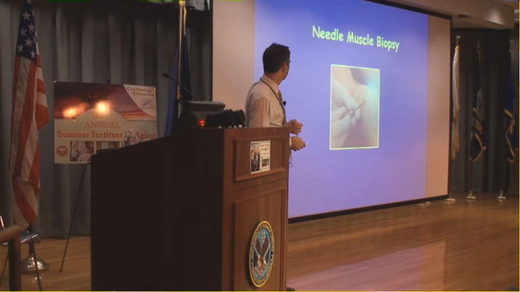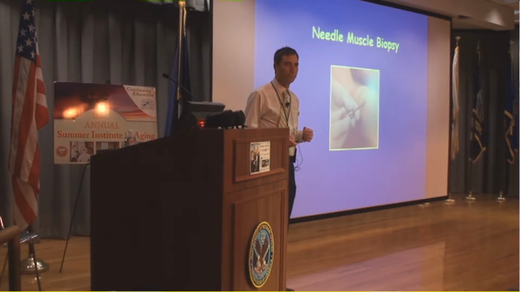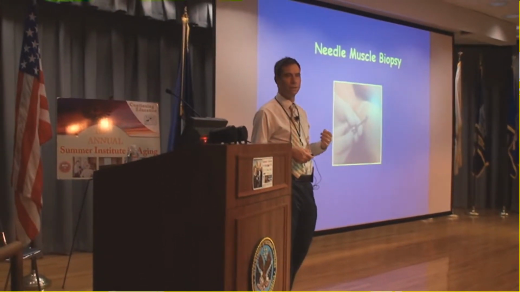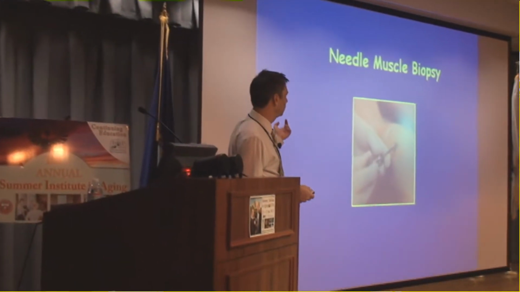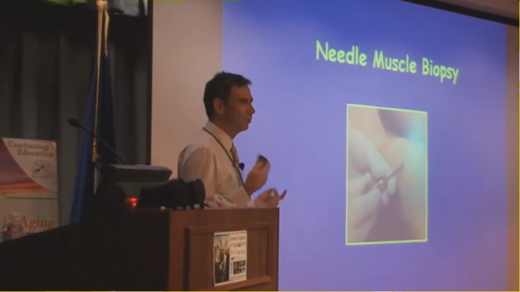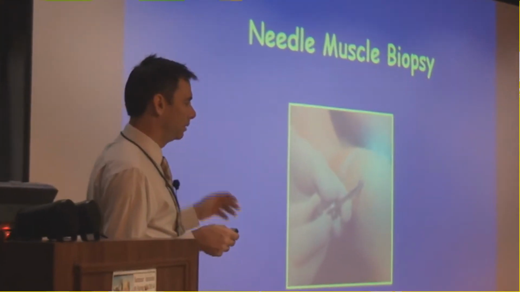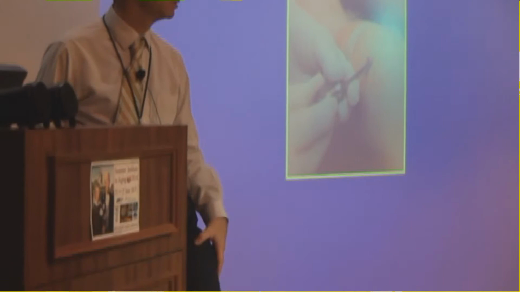So we did a test to see whether the function of the mitochondria is affected with aging. So how can we get the mitochondria? We need to do muscle biopsies, and we do them all the time on the second floor. We do them here in the quadriceps, which is this muscle here.